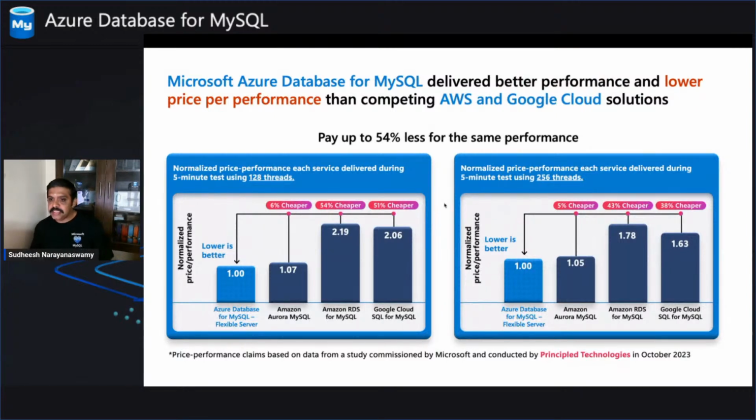Not only TPS and latency, if you even look at the price performance comparison, there also Azure Database for MySQL with AL is excelling, where we are almost 6% cheaper as compared to Aurora, 54% cheaper in price performance calculation for Amazon RDS, and 51% cheaper when you compare with Cloud SQL.